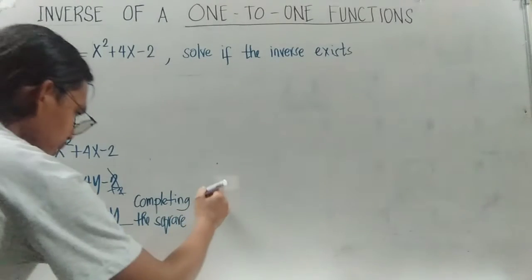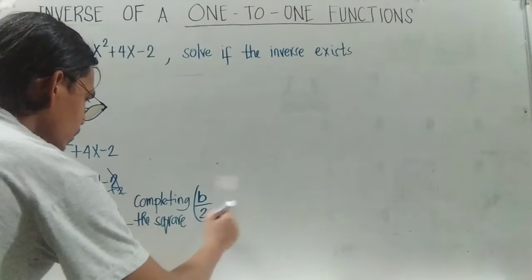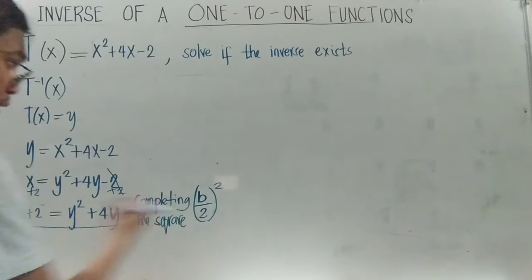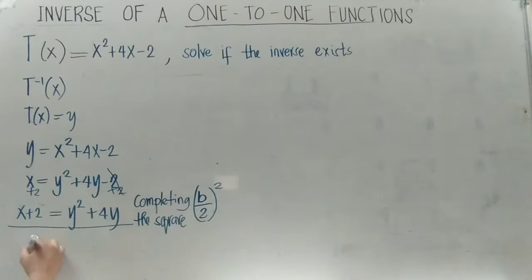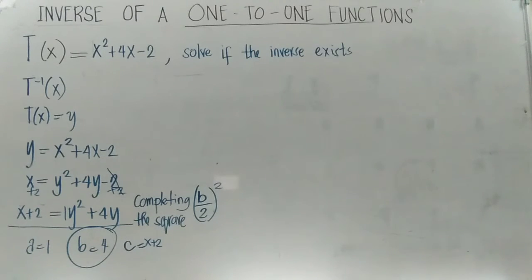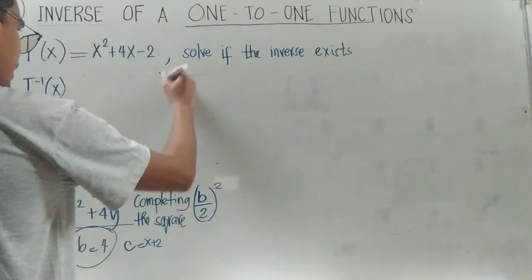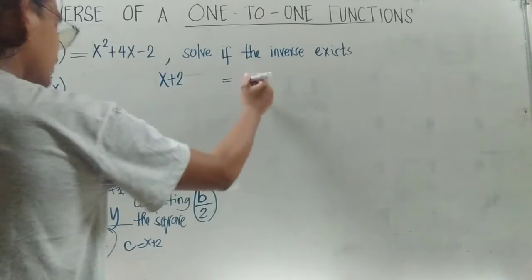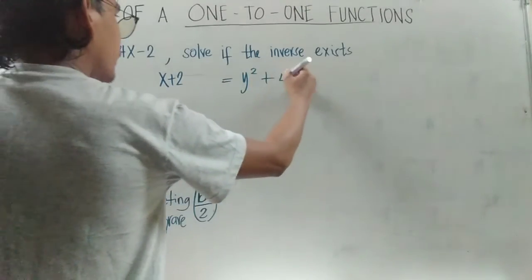After this form, to make it faster, we will use this procedure, completing the square. Completing the square, we will be using b over 2 squared, or you can use b squared over 4. So identifying the numerical coefficients a, b, c of your trinomial, the numerical coefficient a is 1, b is equal to 4, and c is equal to x plus 2. But you can see the most important coefficient is the b. So we have to write it, x plus 2 equals y squared plus 4y.